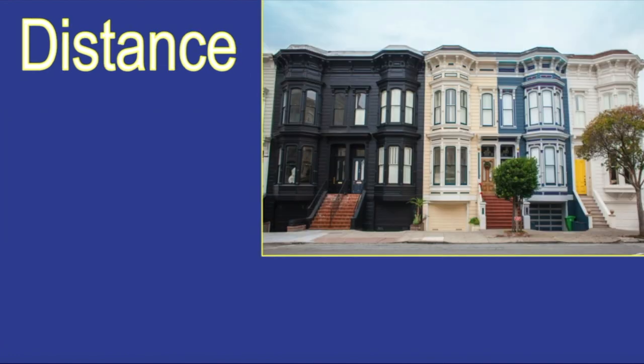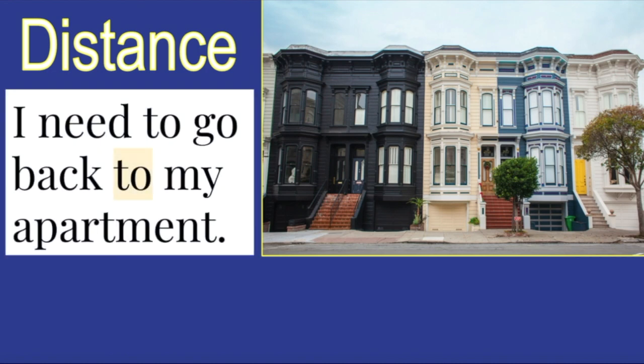Another use of to is with distance. I need to go back to my apartment. So now we're talking about going from one place to another, right? So distance. I need to go back to my apartment. Now notice it when I say it naturally. I need to go back to my apartment. It sounds like "t."